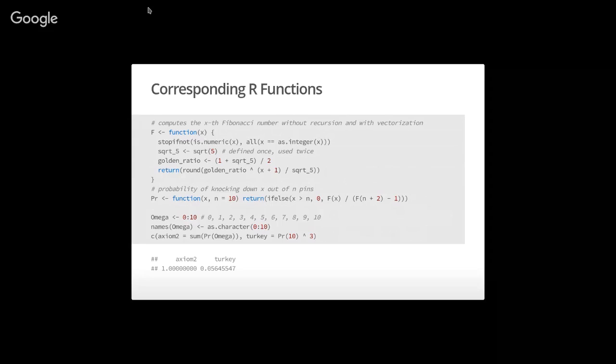0.056, which is relatively small, even for a so-called good bowler. This is not like a professional bowler, but like someone who probably plays in a league or something like that. You know, 3 strikes in a row for a professional bowler would be higher than this. Okay? So we just got a few R functions and a little code here, and we can compute stuff.